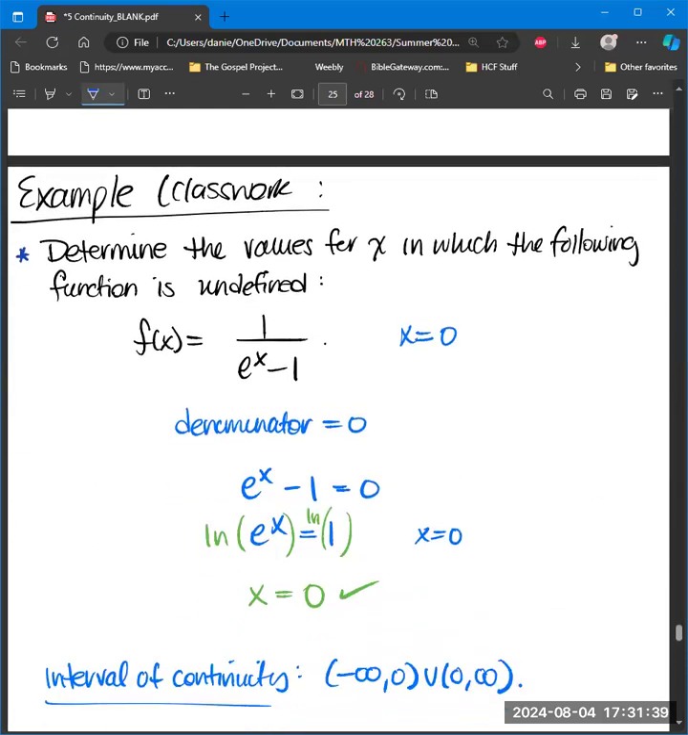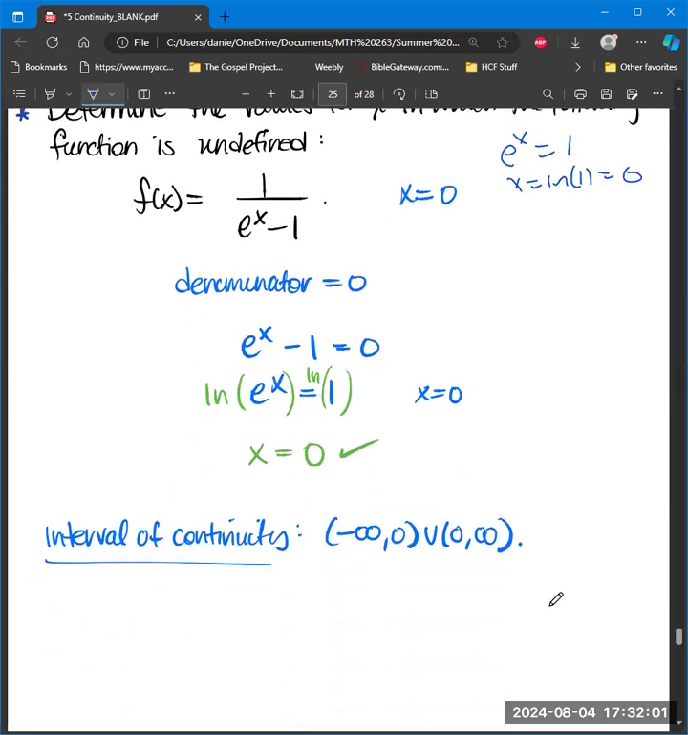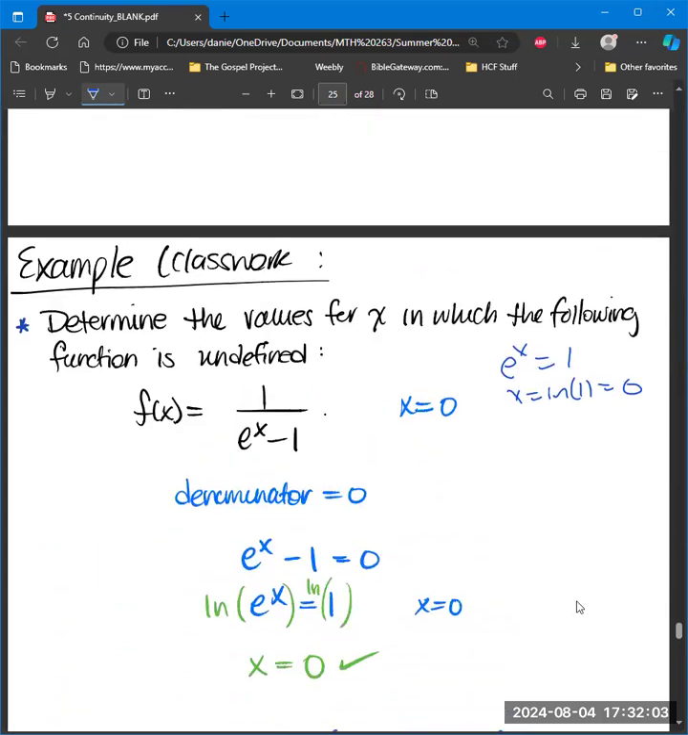Okay, let's determine the values of x for the following function. Where is it undefined? So the question there is basically where is e to the x equal to 0? I'm sorry, equal to 1. And that happens at x equals ln of 1, which is equal to 0. So our interval of continuity is going to be negative infinity to 0, union 0 to infinity. 0 is our only bad point.